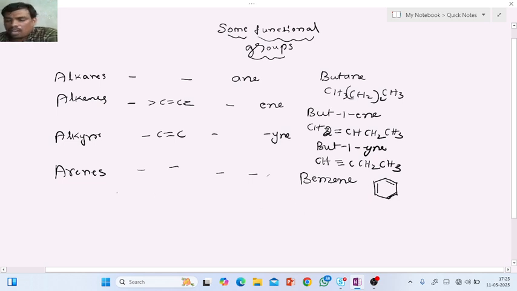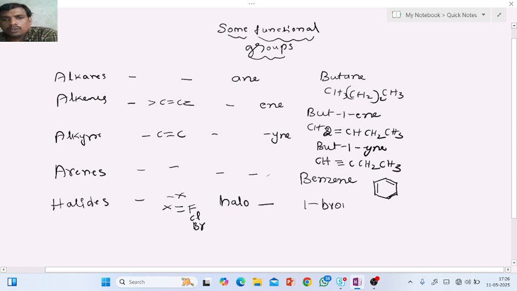Okay, after arenes, halides are there. What are halides? Let us understand. The functional group of halide is represented by X. X equal to fluorine, chlorine, bromine can be taken, and the prefix halo can be used. There is no suffix for it. 1-bromobutane can be taken as the best example.